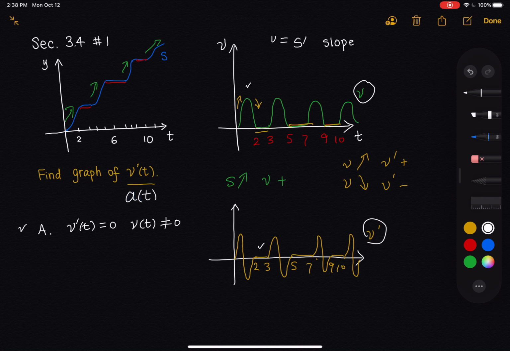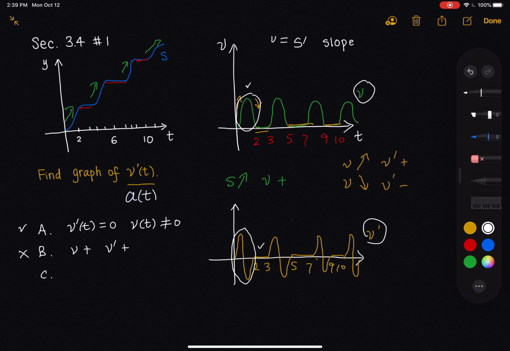It's a true statement. Now for choice B, it says when v of t is positive, v prime must also be positive. Is that true? Take a look at the first hump. v is positive in this region, all positive because it's above the t-axis. But in this same region, v prime is positive and negative. So this statement is false by just looking at the graph.